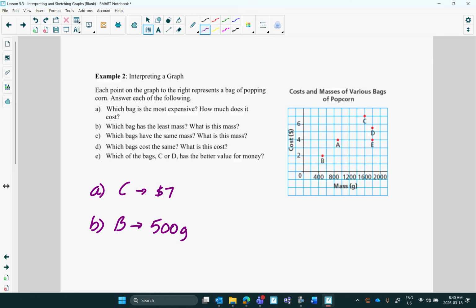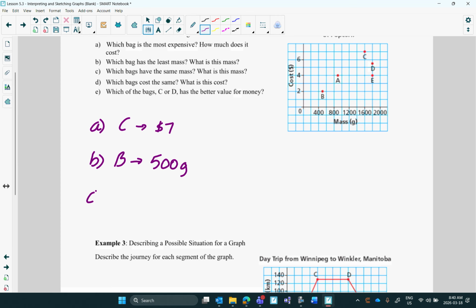Which bags have the largest mass? Do we want to see to the furthest right? D and E, and how much are they? 1,800. So D and E, and they are 1,800. Which bags cost the same? And how much? $4.